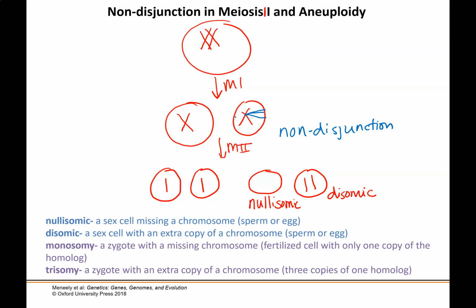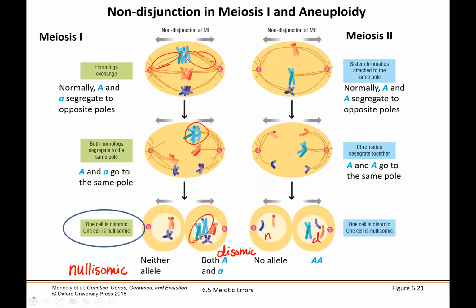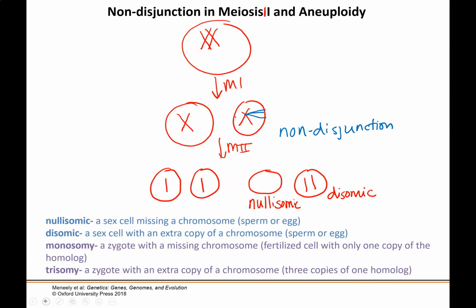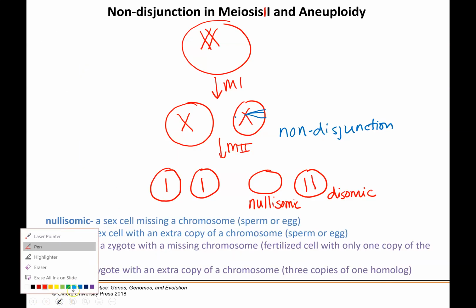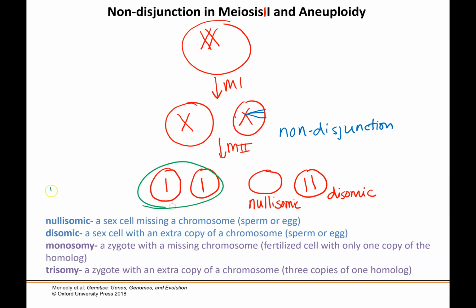Now the difference here is that when the non-disjunction occurs in meiosis 1, you have no normal gametes. All of your gametes are either missing or have extra chromosomes. Here, though, in this situation, you actually get 2 cells that are normal. So those cells could potentially go on to produce normal offspring. And you get 2 cells that are abnormal, missing or have gained an extra chromosome. When one of these cells on the left, the normal cell, is fertilized, you get a normal individual.